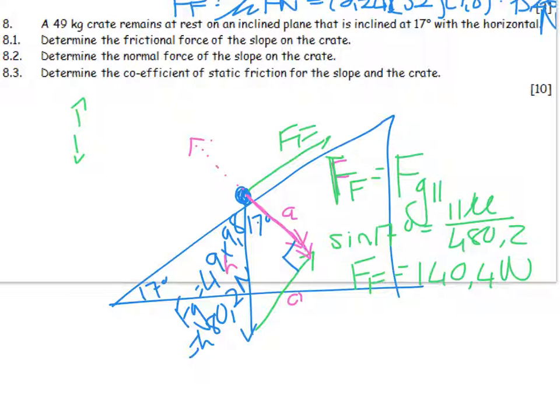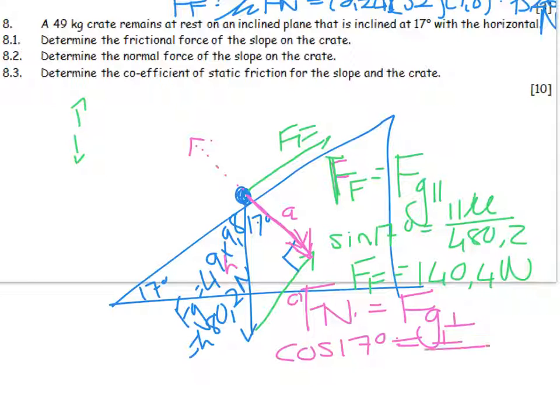Now looking at my normal force over here, my normal force is going to be equal to the component of weight that is perpendicular to the slope. So this time it's cos of 17 degrees is equal to my adjacent over the hypotenuse, and therefore my normal force is going to be equal to 459,22 newtons.